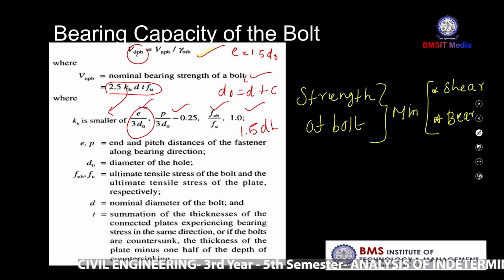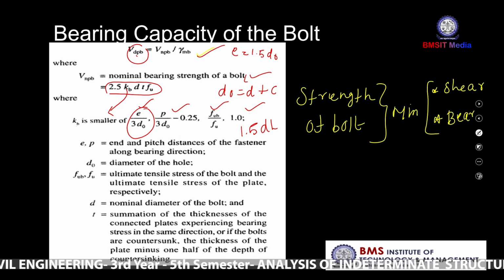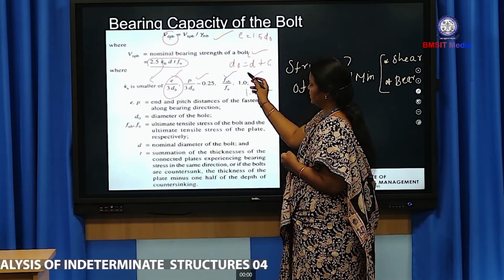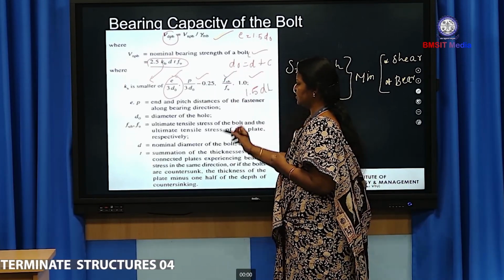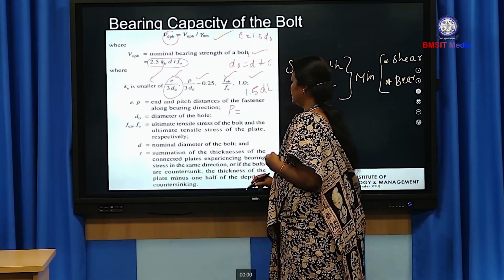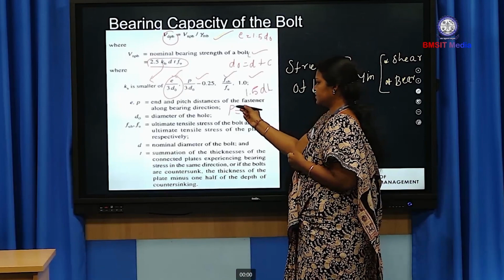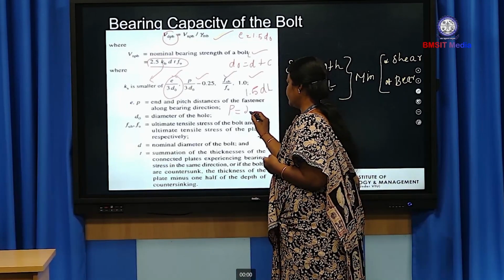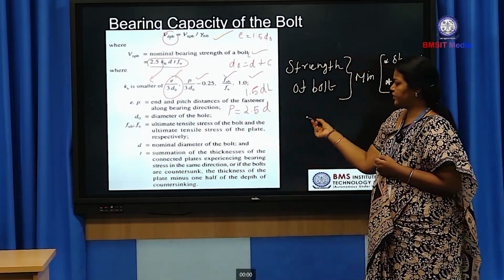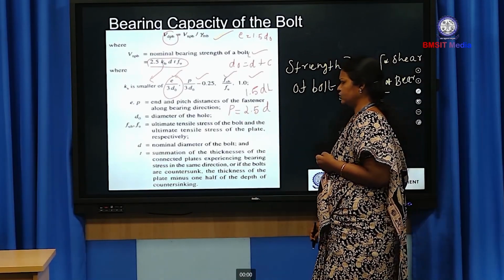Now coming to the second condition, p divided by 3d_0 minus 0.25. We already know d_0, calculated using this formula. What is p? p is the pitch distance. If it is not mentioned in the problem, we can find out the pitch easily. The minimum pitch is 2.5 times the nominal diameter of the bolt. So, pitch is equal to 2.5 times the nominal diameter of the bolt.